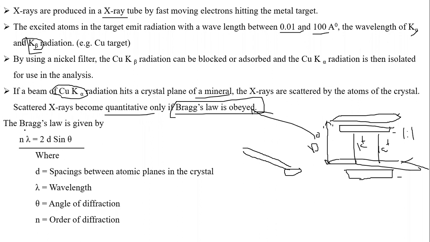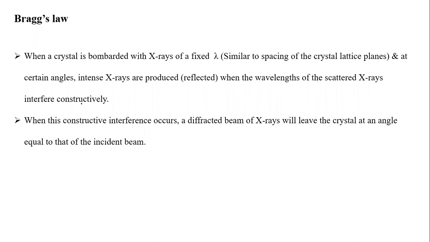We will see this formula in the next slide. This is Bragg's law, and Bragg stated it like this. Students, this is the law we should write as such. When a crystal is bombarded, that means hit, with X-rays of a fixed wavelength, similar to the spacing of the crystalline lattice, at a certain angle, intense X-rays are produced, reflected. Intense X-rays are produced when the wavelengths of the scattered X-rays interfere constructively.